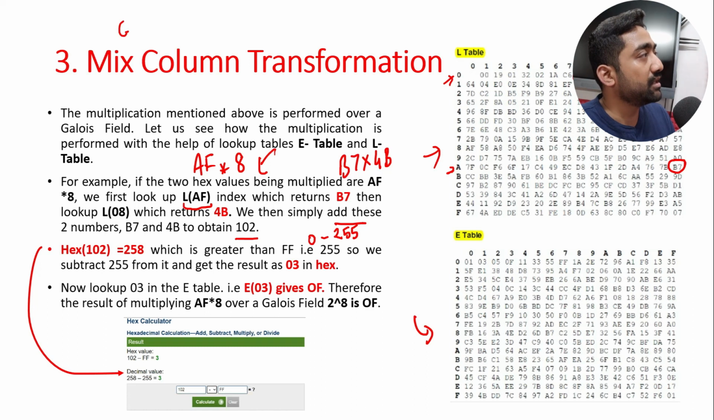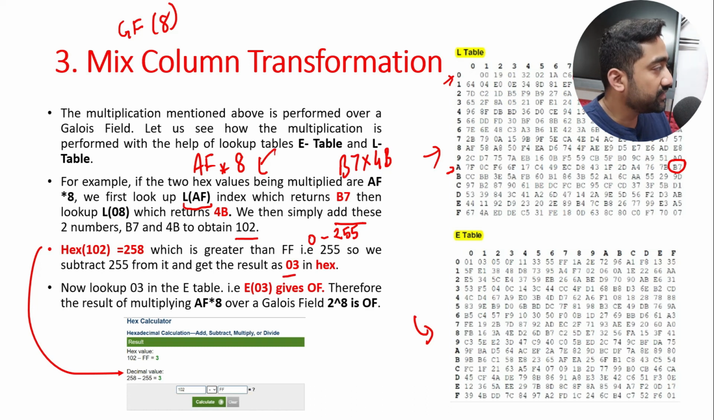Because this is over Galois field 8. So now we need to subtract 255 from this value and we will get a result of 03 in hex. But is it my final answer?